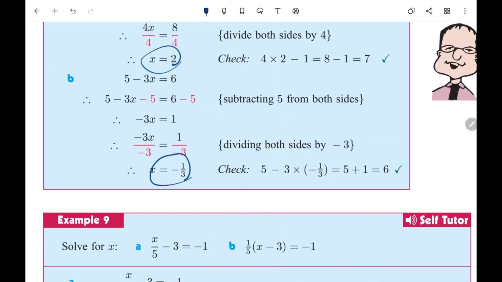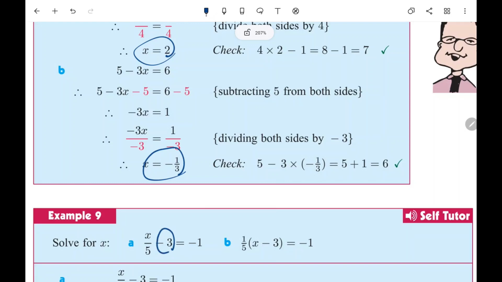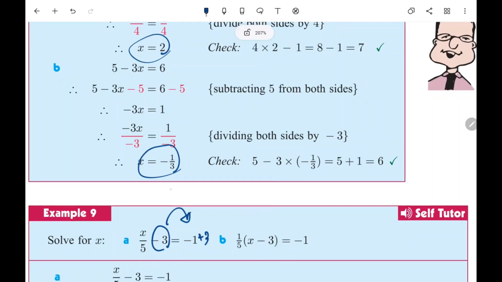Here, solve for x. x divided by 5 minus 3 equals negative 1. What do I have to do here? At the very beginning, we need to isolate the unknown, which is x. So we have to start with the constant numbers. Here we have negative 3, so it's going to be inverse, so we have positive 3. So x over 5 will equal negative 1 plus 3, which equals positive 2.